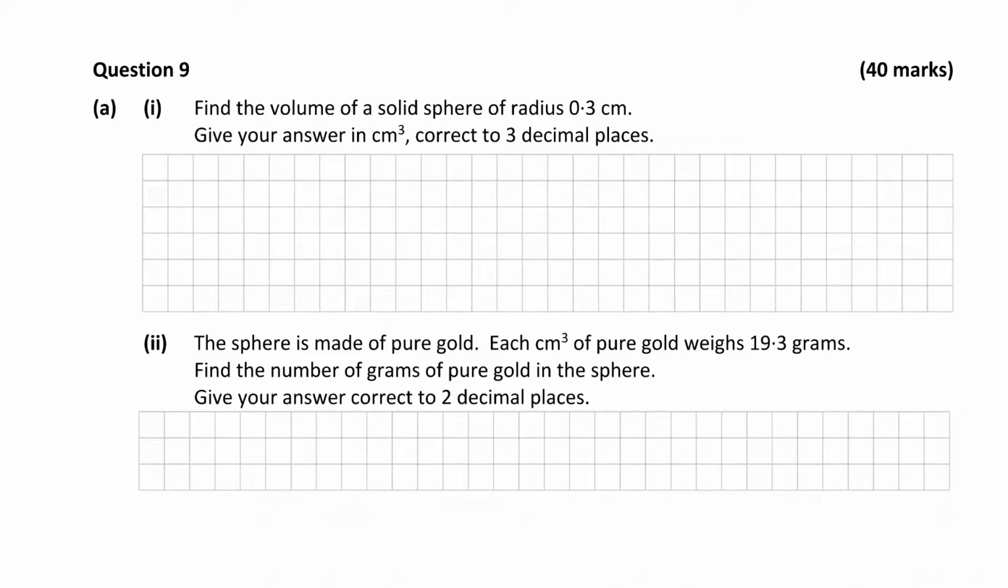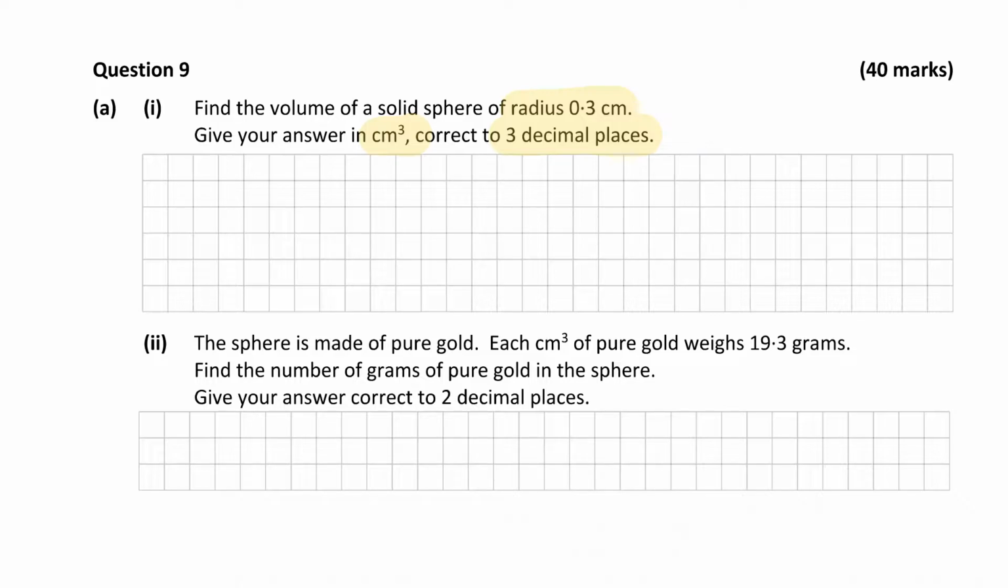So we'll start there with the 2018 paper 2 question 9. It says find the volume of the solid sphere of radius 0.3 centimeters. Give your answer in centimeters cubed, correct to 3 decimal places. So the first thing we're going to note is that they're looking for the volume of a sphere of radius 0.3, and they want the answer in centimeters cubed, to 3 decimal places.